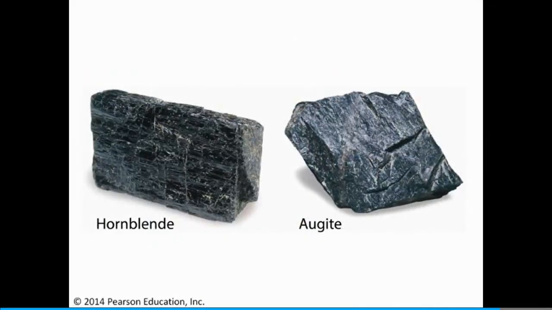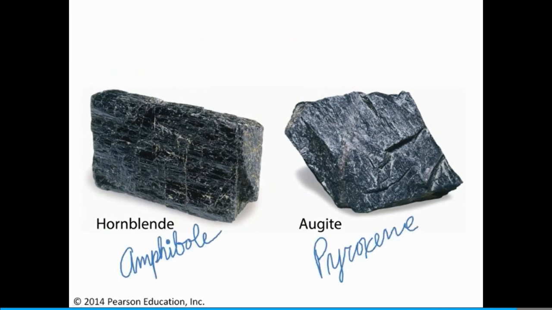Okay, let's see how much you remember. Here's a hornblende and an augite. What's the silicate structure of these minerals? Remember that hornblende is an example of an amphibole, and augite is an example of a pyroxene.